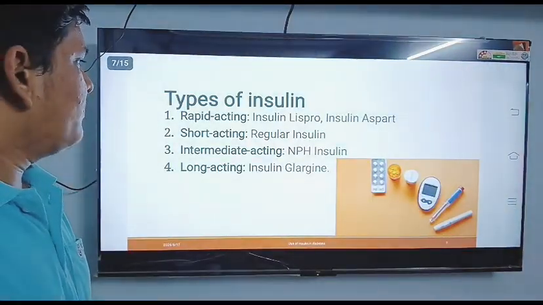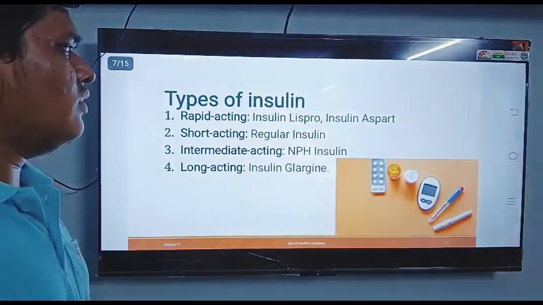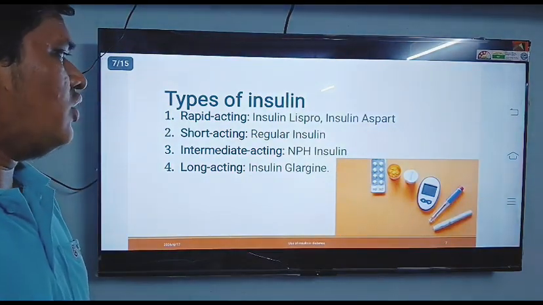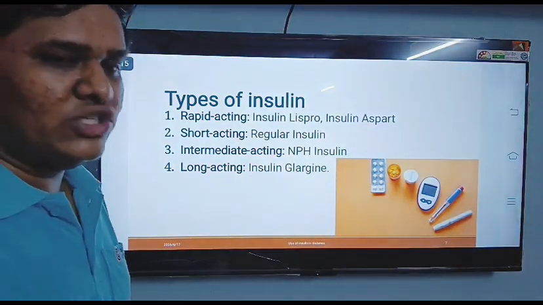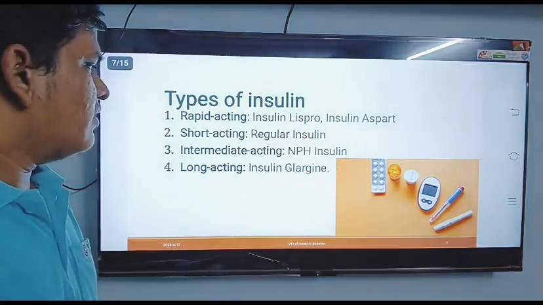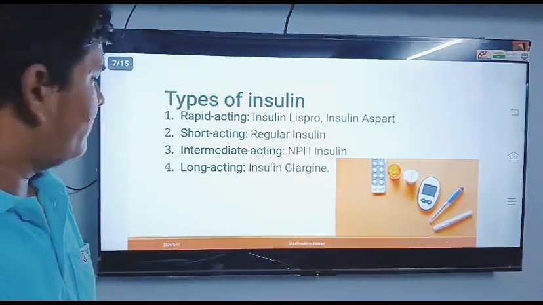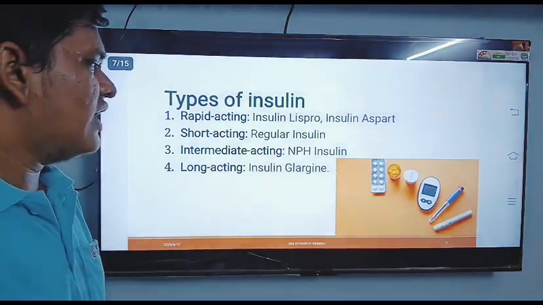Types of insulin. Rapid acting: insulin lispro, insulin aspart. Short acting: regular insulin. Intermediate acting: NPH insulin. Long acting: insulin glargine.